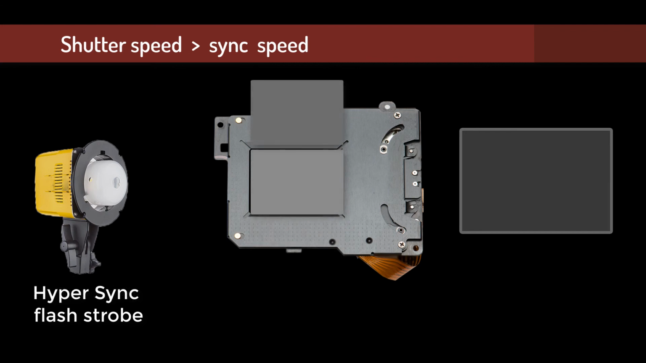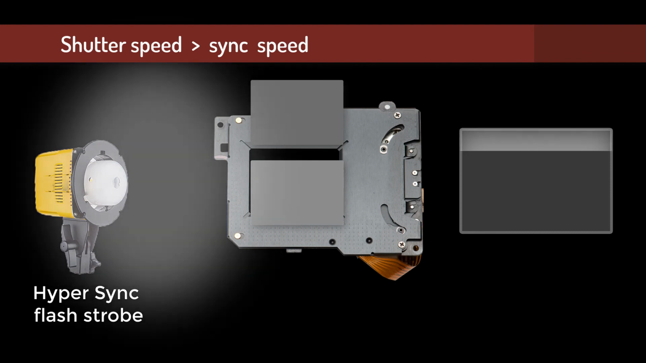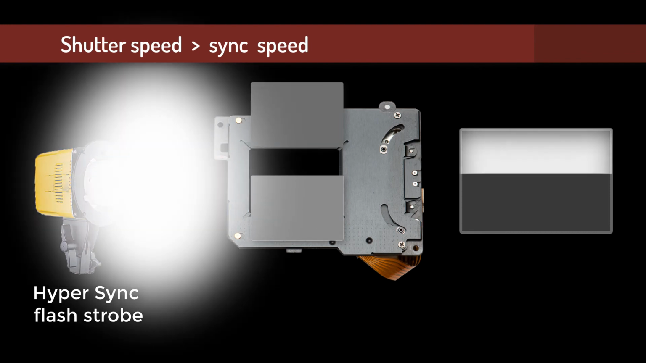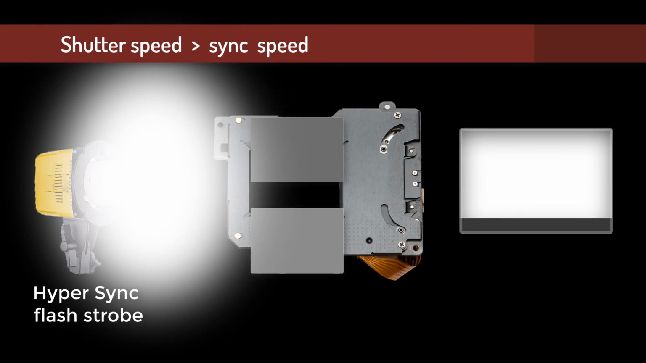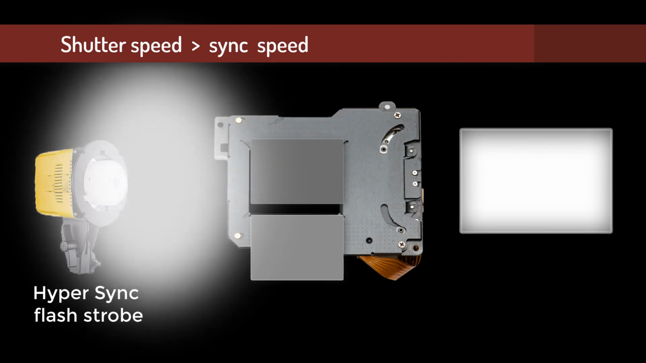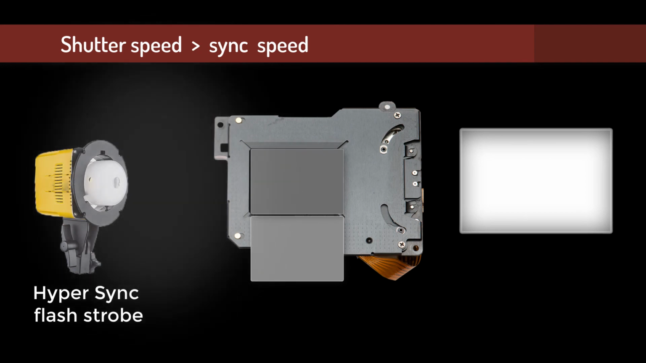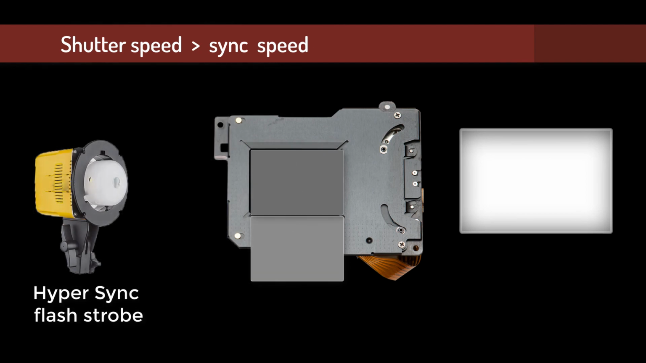Now let's see how a hypersync capable flash strobe resolves the same issue. A hypersync capable flash strobe will fire a long but powerful single burst of light. The flash duration will be long enough to cover the duration from the moment just before the second curtain starts closing the shutter to the moment the first curtain opens the shutter fully, thus illuminating the whole part of the sensor.